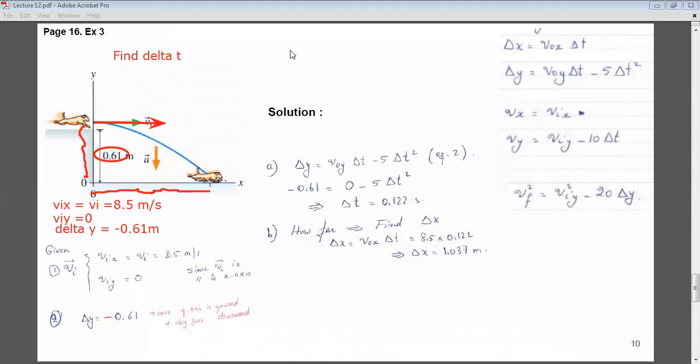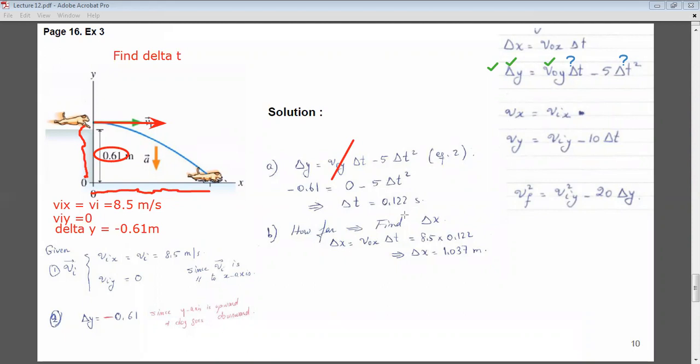Do I know delta y? Yes, I know delta y. Do I have the initial y? Yes. It's asking me about delta t, so I need it, and also here there is delta t. So I can use this equation. Delta y equals V initial y delta t minus 5 delta t squared. V initial y is 0. So delta y, minus 0.61, equals 0 minus 5 delta t squared. Delta t equals the square root of 0.61 divided by 5, which gives me 0.122 seconds. This is part A.